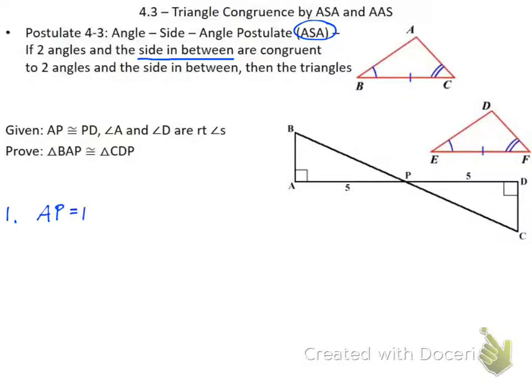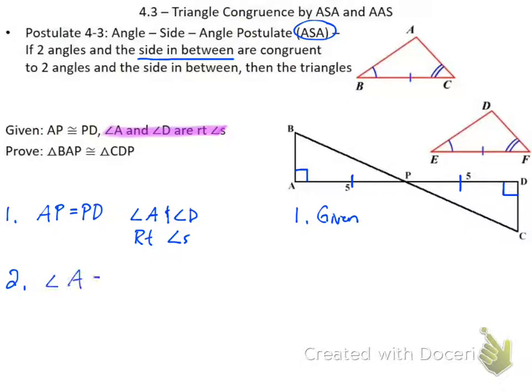AP is equal to PD, and angle A and angle D are right angles. Again, it's my given statement. So I've got AP is equal to PD, so AP, single line through, PD, single line through. Go through my written given statement, so angle A and angle D are right angles. So again, I've got it marked on my picture already that they're right angles. So if angle A and angle D are both right angles, I know that angle A is equal to angle D. I can put this by definition of right angles.